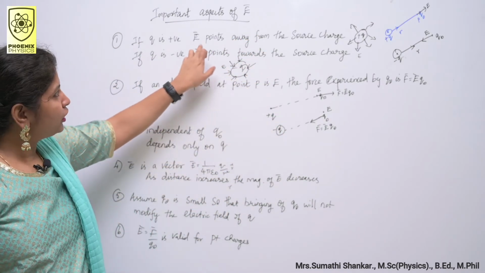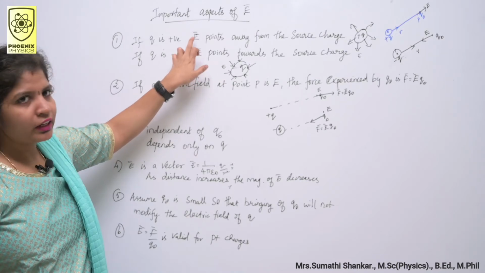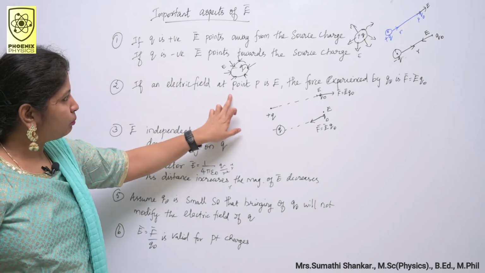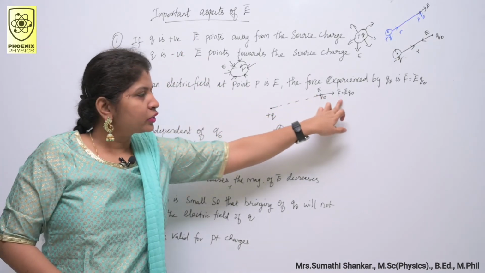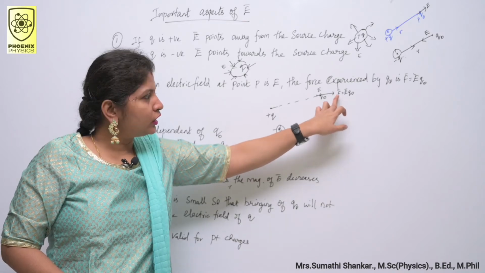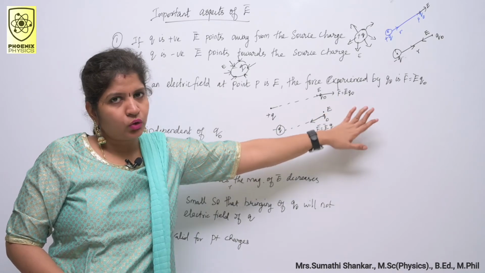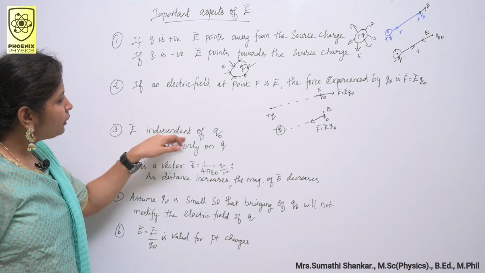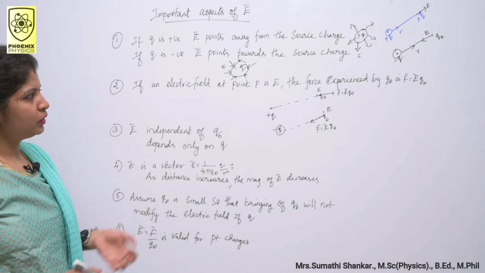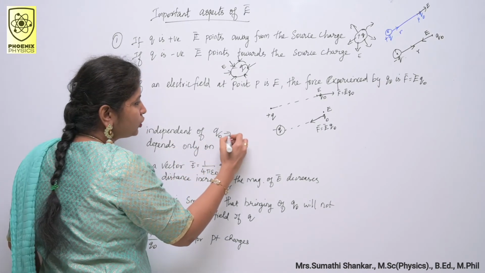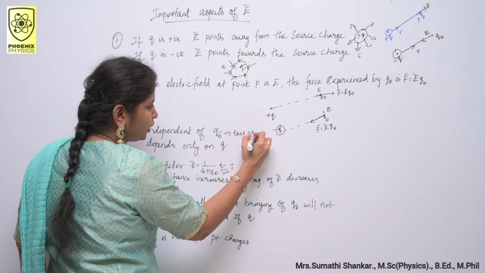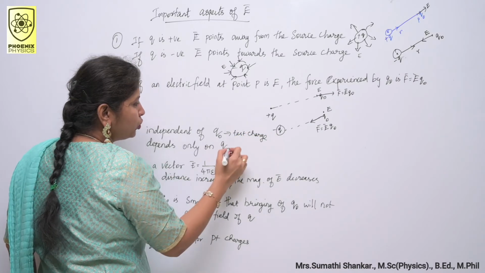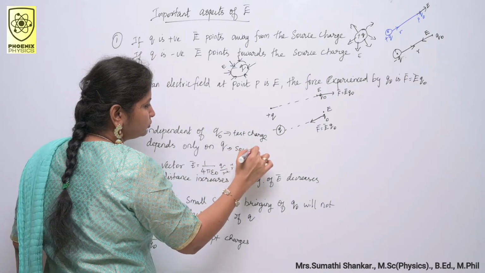In the first point we just mentioned the electric field alone. In the second point we explained force. You know the relation, force is equal to E Q naught. That's all. Then third point, E is independent of Q naught. What is the meaning? What is this Q naught? Q naught is nothing but the test charge and Q is nothing but the source charge.